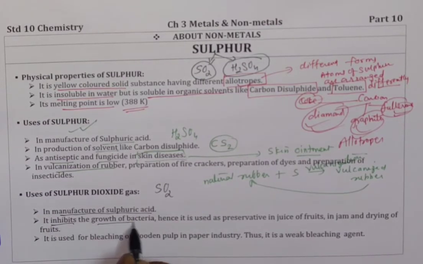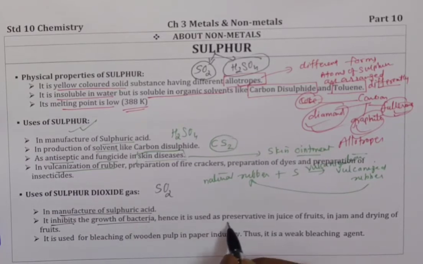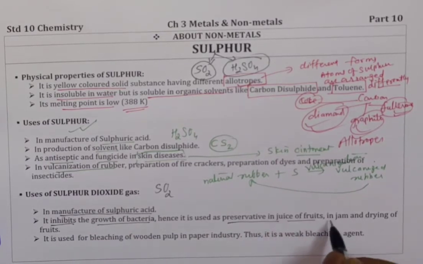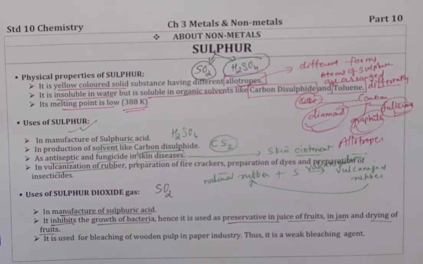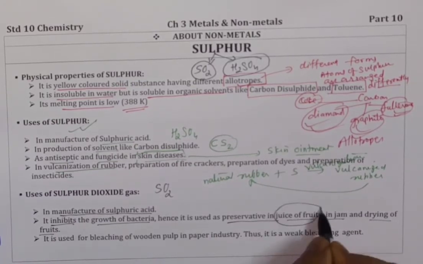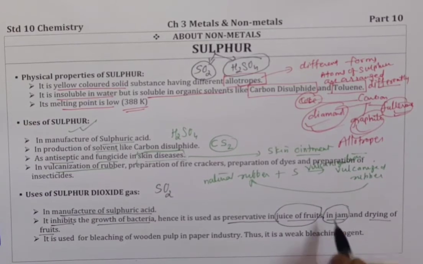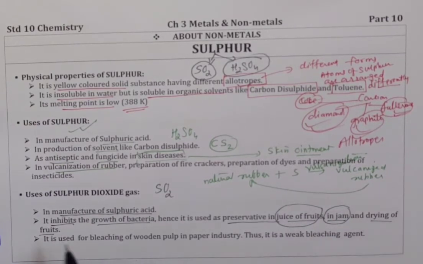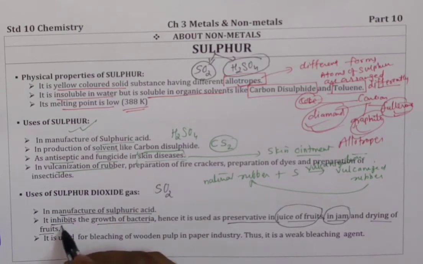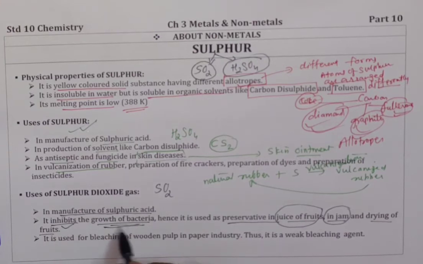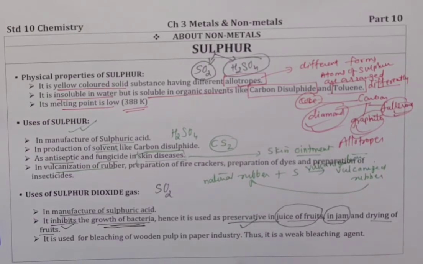It inhibits the growth of bacteria. Hence, it is used as preservative in juice of fruits, in jam, and drying of fruits. When these fruit juices are bottled, yeah, jams are bottled, okay, and even when the fruits are dried, sulfur dioxide is introduced into them, and that inhibits the growth of bacteria. It doesn't allow the bacteria to grow there, and as a result, it is used as preservative because it will preserve the juice, jam, or the fruits.